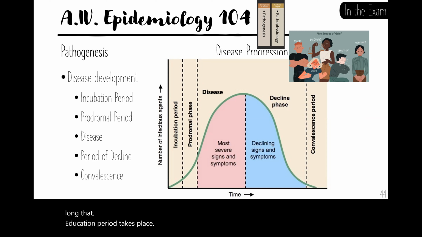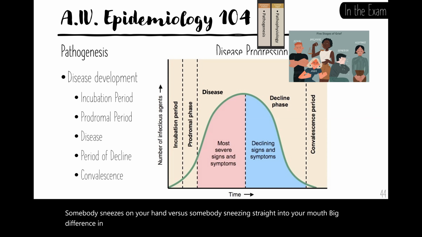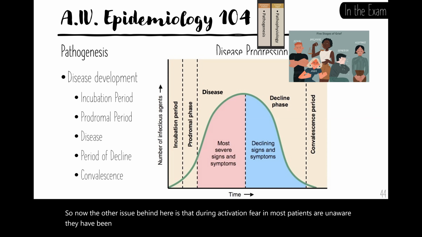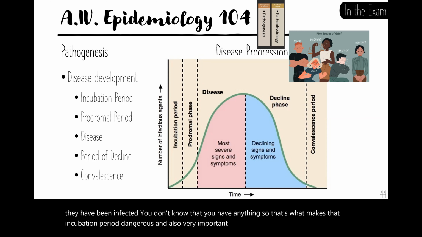And then it also depends where the site of infection was. You know, somebody sneezes on your hand versus somebody sneezing straight into your mouth, big difference in this case, right? So these actually change the length of incubation. So more of a direct contact versus more of an indirect contact. So now the other issue behind here is that during incubation period, most patients are unaware they have been infected. You don't know that you have anything. So that's what makes that incubation period dangerous, and also very important to know what the length of time is.